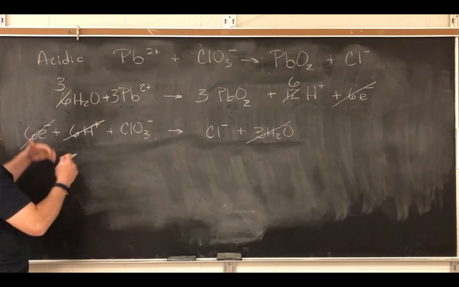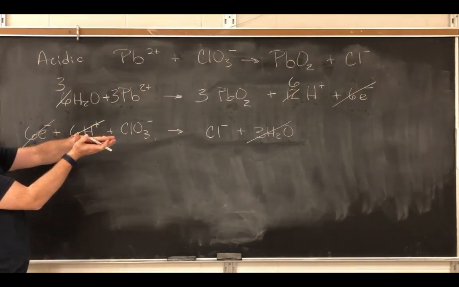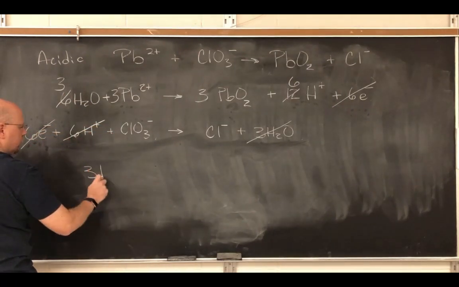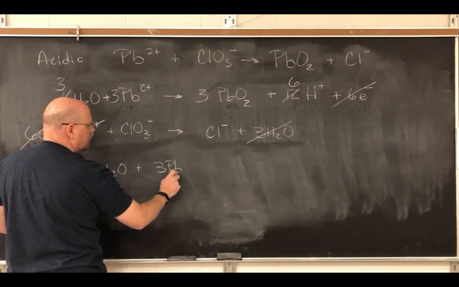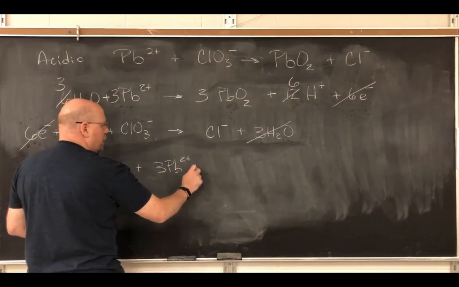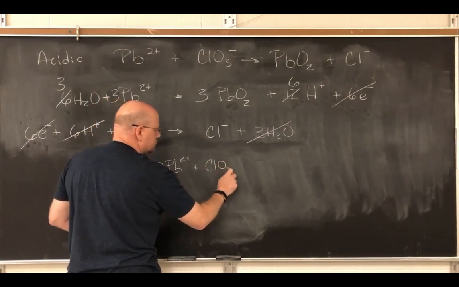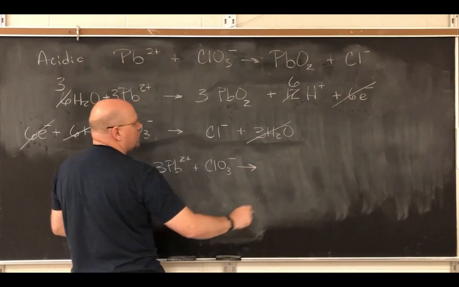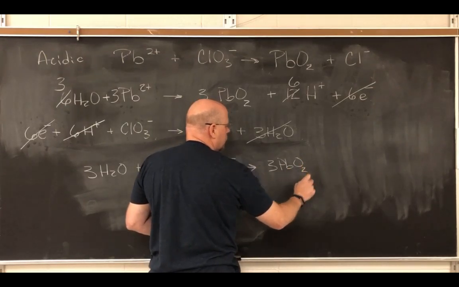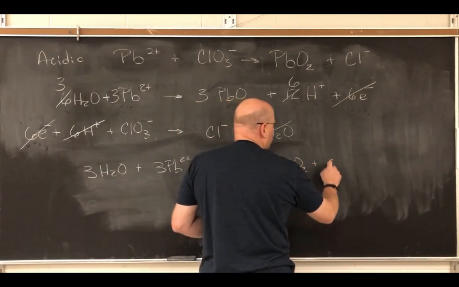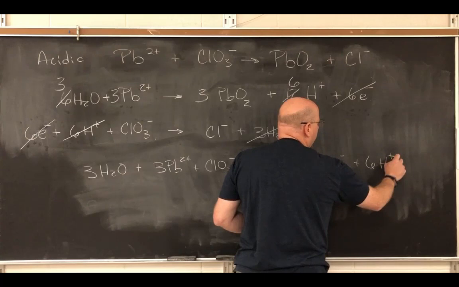Our last step now is to simply rewrite these 2 half reactions in one by just combining them together. So 3 waters plus 3 lead 2 pluses, plus a chlorate, produces 3 lead 4 oxides, chloride ion and 6 hydrogen ions.